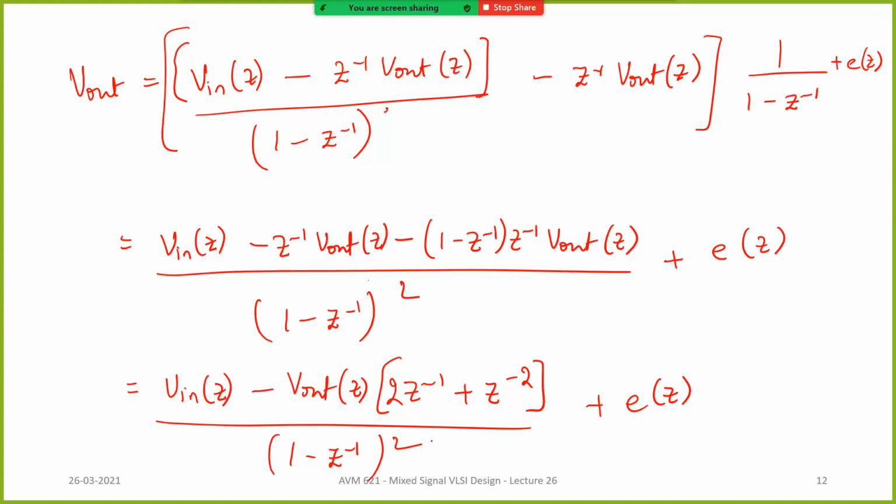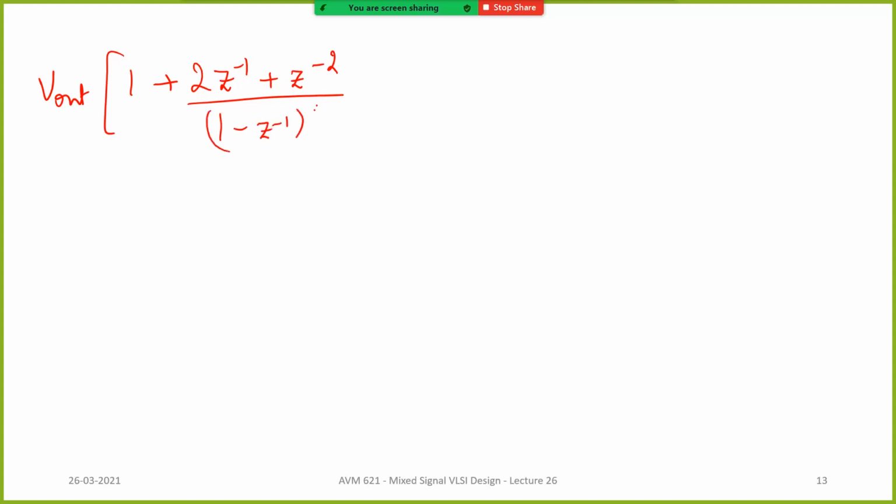Okay, so now what happens is basically you have V out equal to V out into 1 plus, what do you get? 2 times Z inverse plus Z to the power of minus 2, divided by 1 minus Z inverse the whole squared, which is equal to V in of Z divided by 1 minus Z inverse the whole square, plus E of Z. This is what you get.